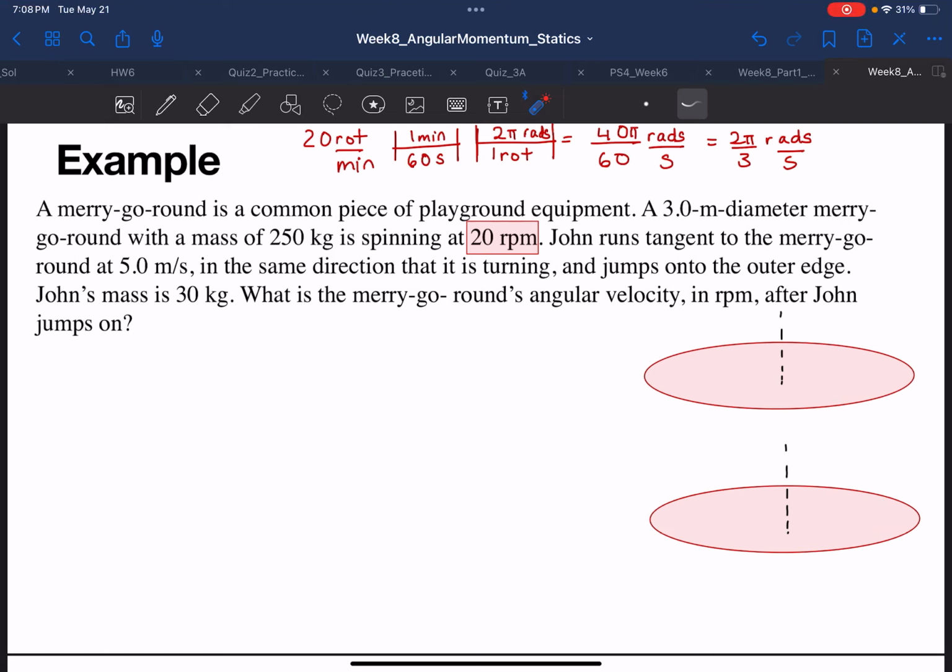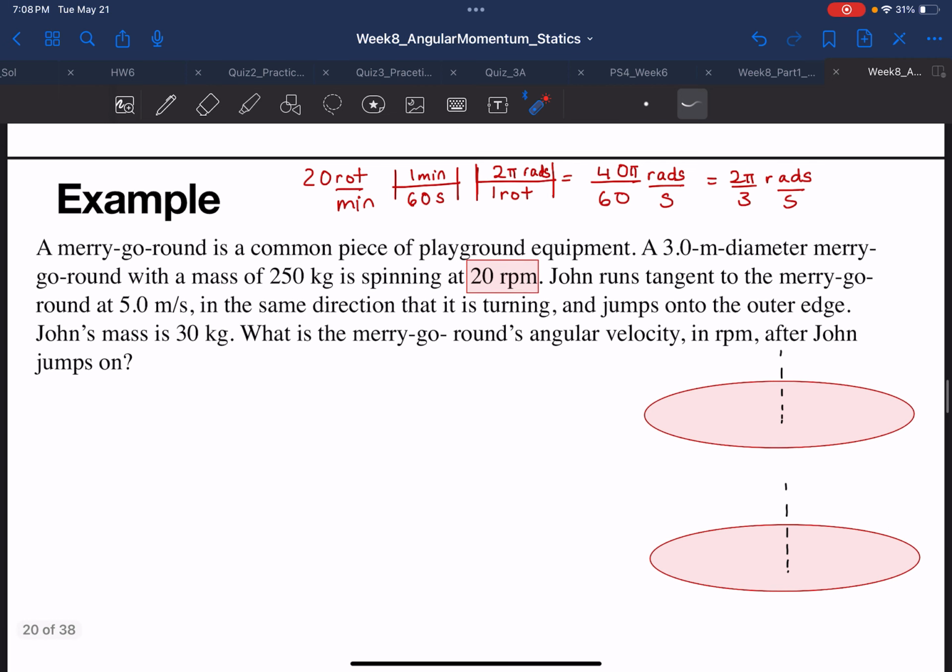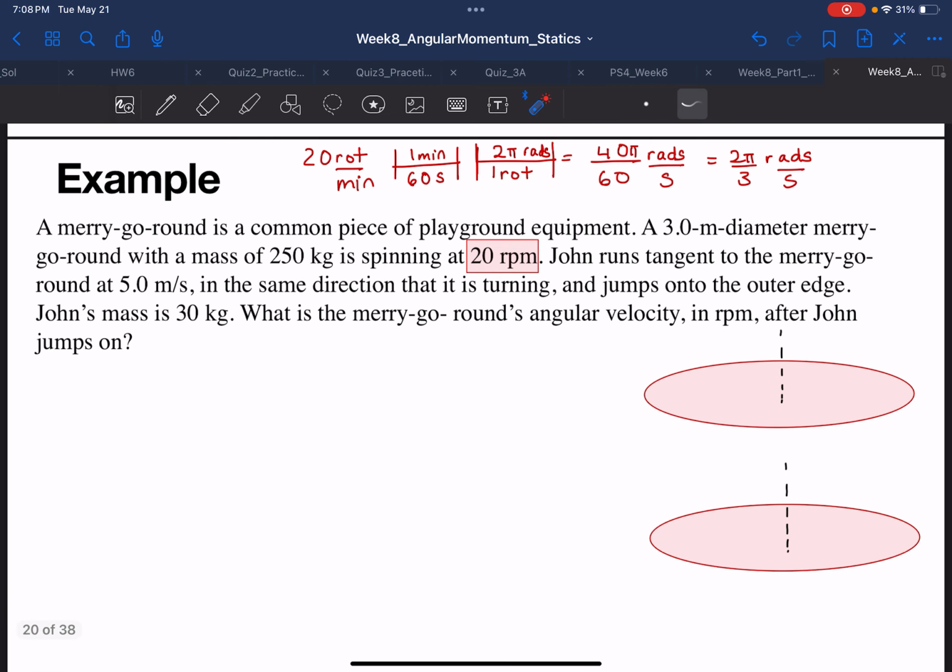All right, here's another example we didn't get a chance to talk about in lecture today. In this example, we have a merry-go-round as a common piece of playground equipment. A 3-meter diameter merry-go-round with mass of 250 kilograms is spinning at 20 rotations per minute. Note that RPM is a shorthand for rotations per minute.